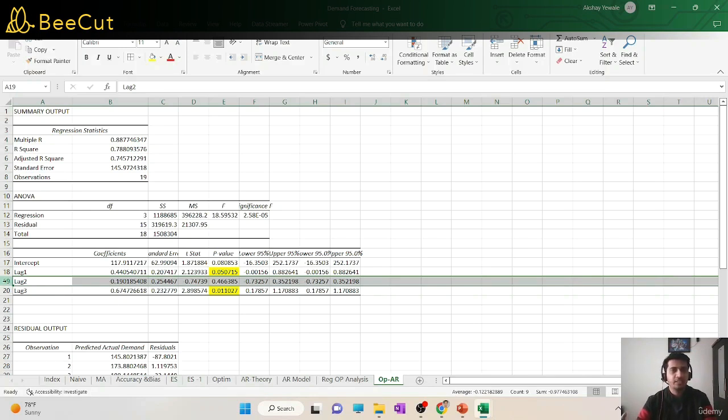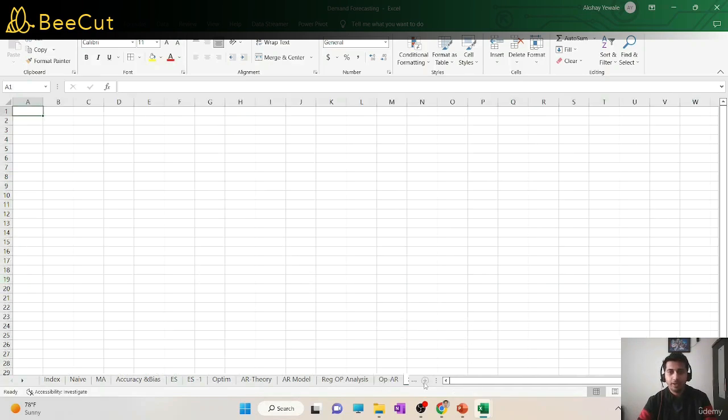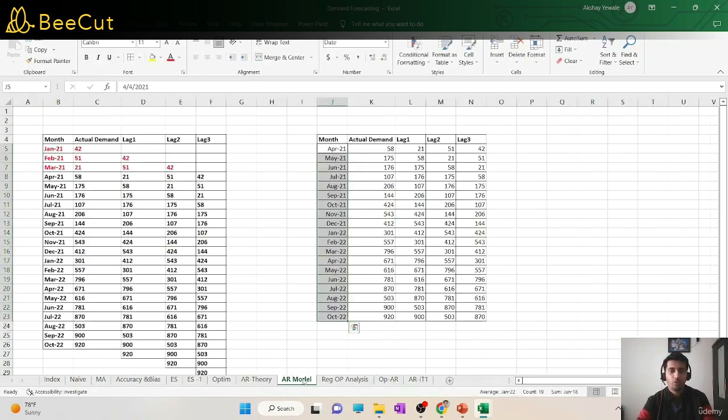We need a certain number of iterations when building such models. From this we understood that lag 2 is not very significant. So we need to remove lag 2 and predict the model again. Let's go again. Let's give this the name AR iteration 1. You need to go to the model again, take your data, and this time we need to remove lag 2.